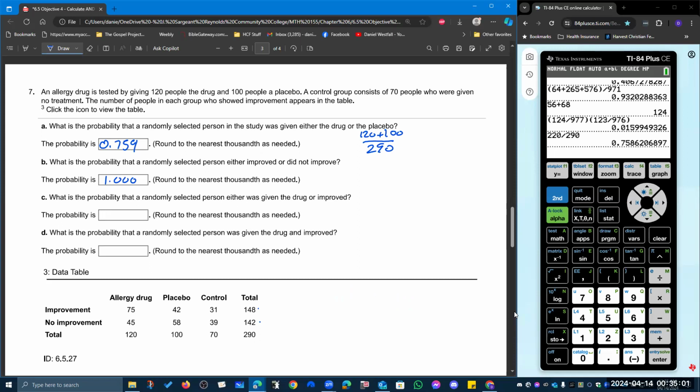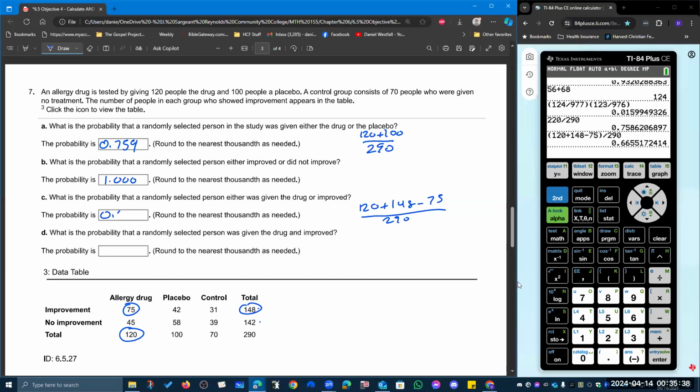What is the probability that a randomly selected person either was given the drug or improved? So given the drug, 120. Improved, 148. But I counted the people that were given the drug and improved twice. So I need to subtract 75 over the 290 people. So 120 plus 148 minus 75 divided by 290 is 0.666.